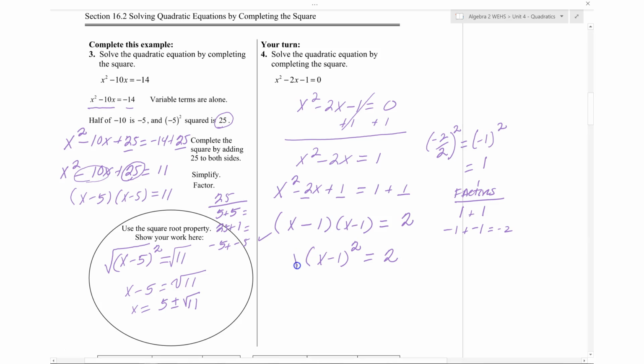And then our last step is we're going to go ahead and use our square root property and get the square root. So you have x minus 1 is equal to plus or minus the square root of 2. You add 1 to both sides, so you have x equals 1 plus or minus the square root of 2.